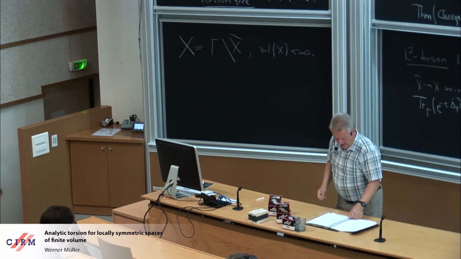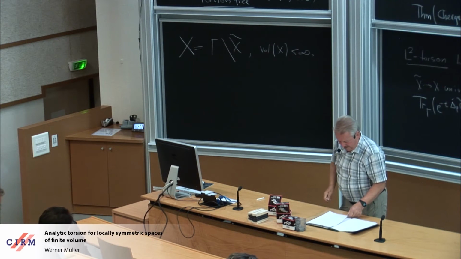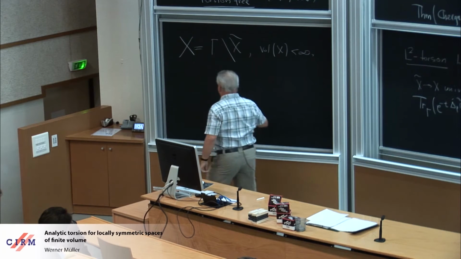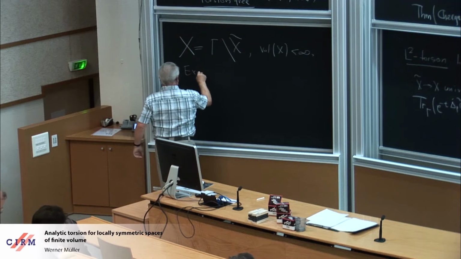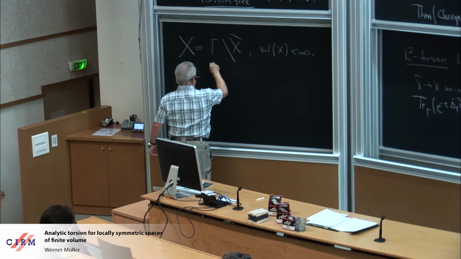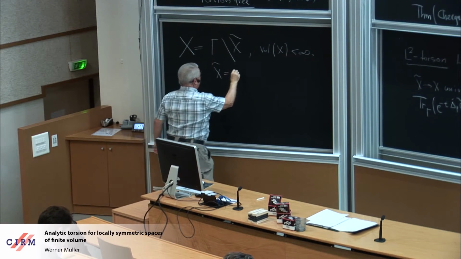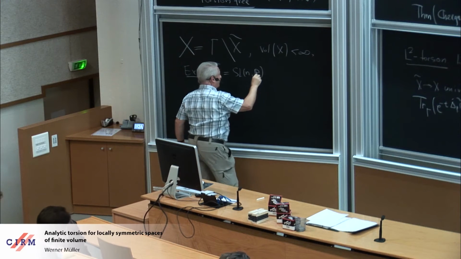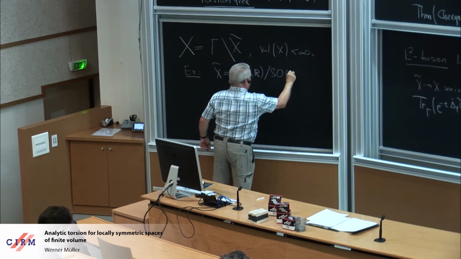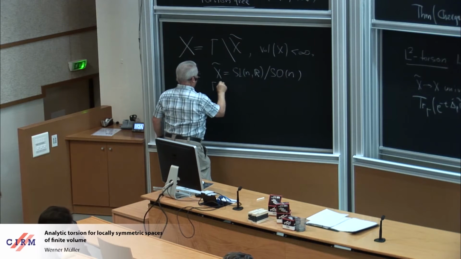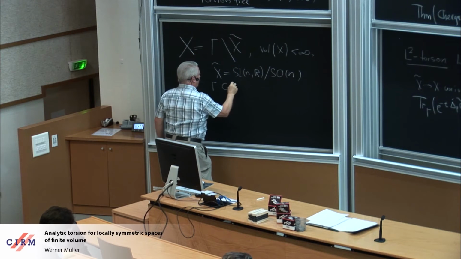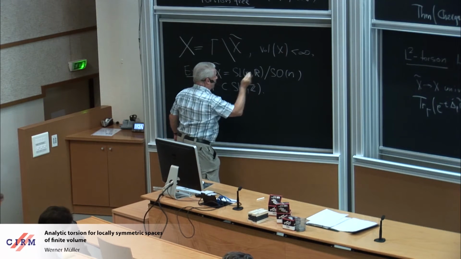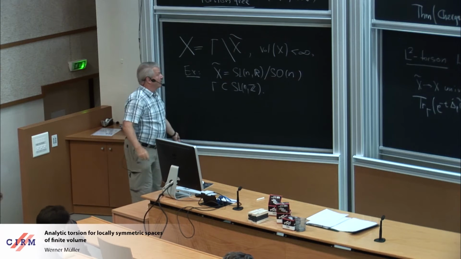And in addition, the basic example which you can keep in mind all the time is that the symmetric space is just the space of symmetric positive definite matrices of determinant 1, and gamma is a subgroup of finite index in SL_n(Z). So this is, for example, one of the basic examples.